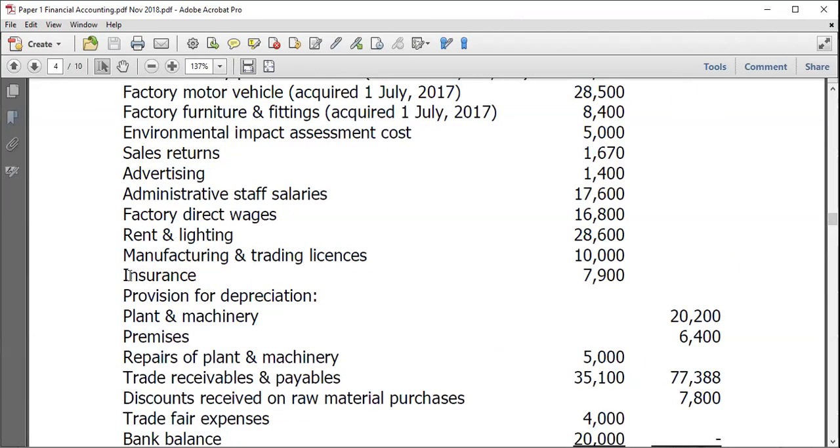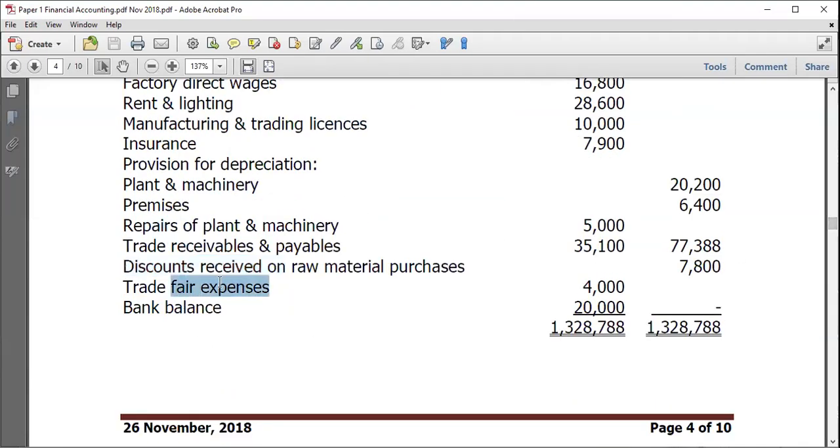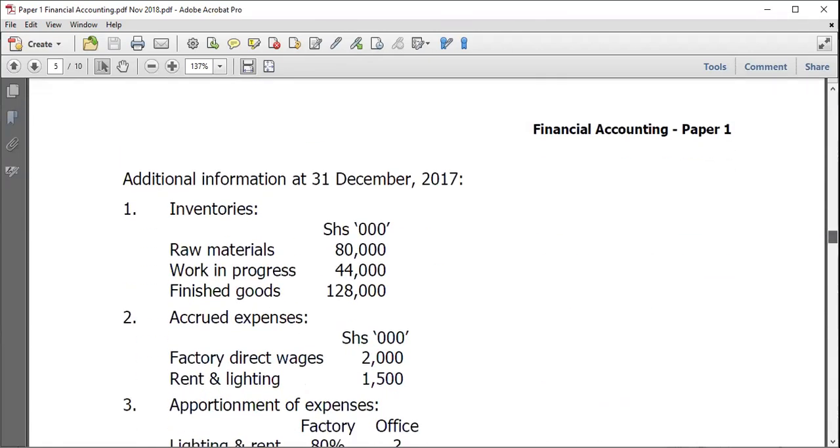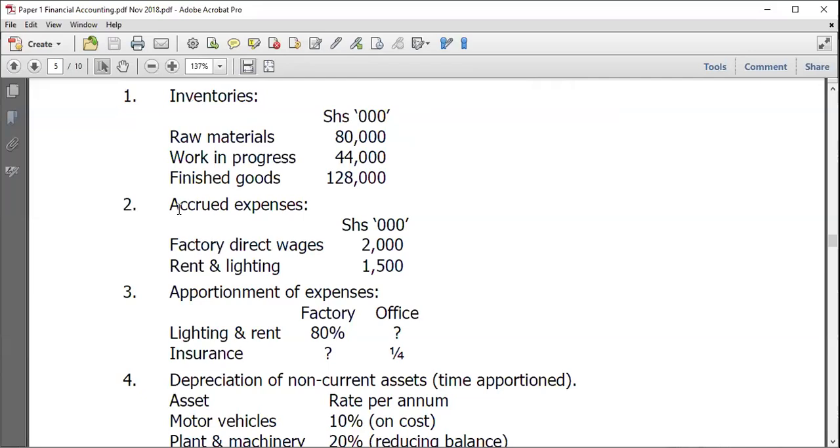We're done with insurance. Then we'll come to provision for depreciation. These figures, premises, we have already used. This one we have already recorded. This one we shall record in the P&L. This one we have also recorded already. Trade fair expenses, not good at this point in time. Look at our additional information and see if there's anything we have left out.